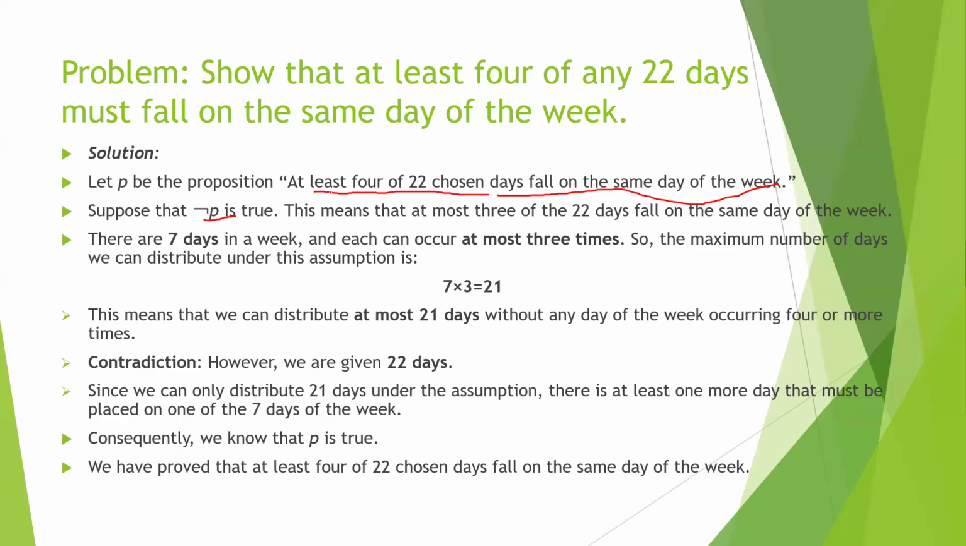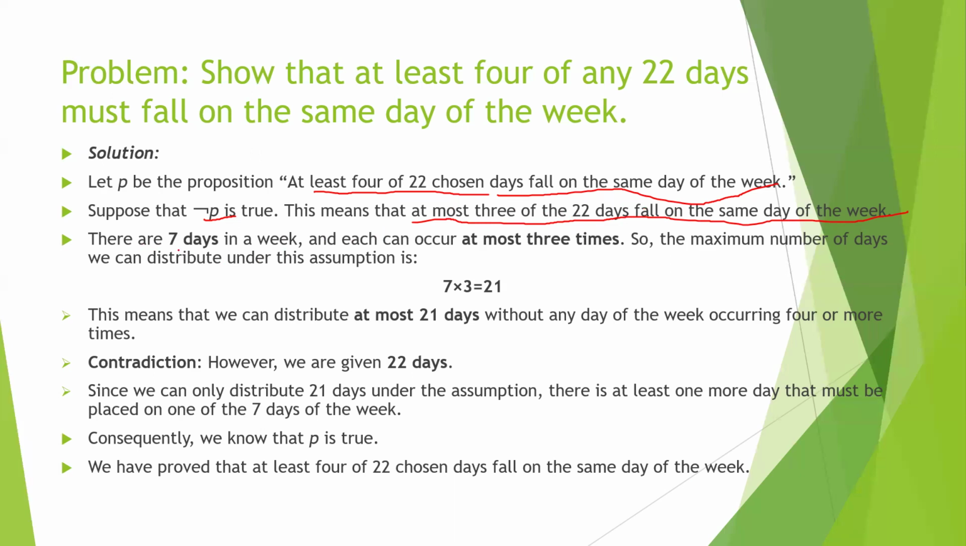So we have to take the negation. Then we got it as "at most." That means maximum. So that is written here: at most 3 of 22 days fall on the same day of the week. In order to prove whether this is true or false, we have to take the days in a week.